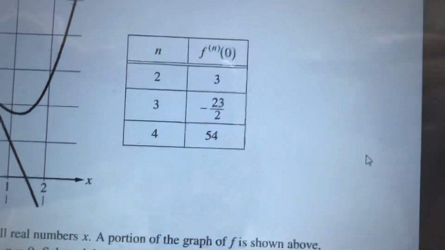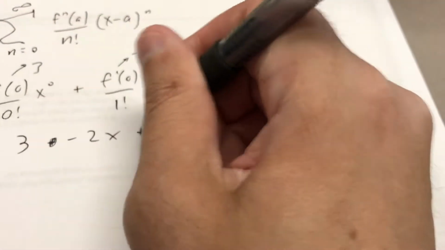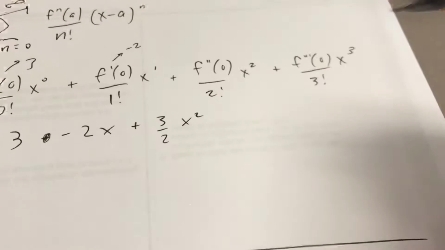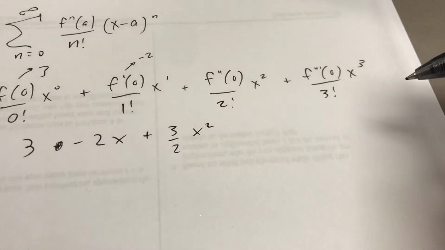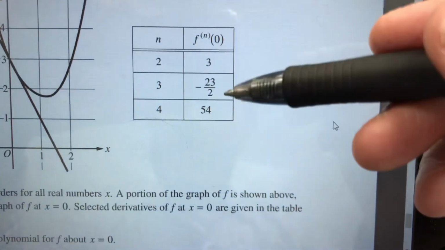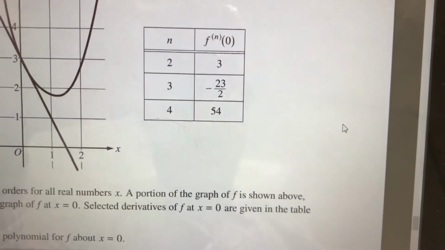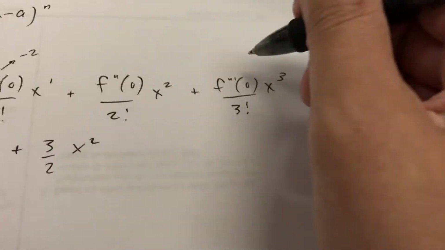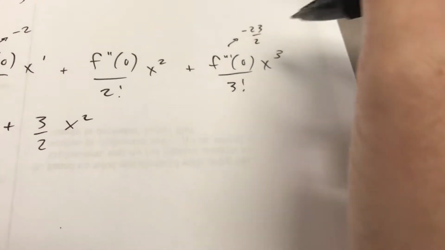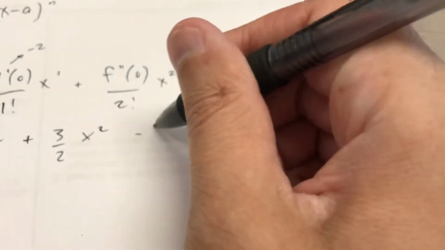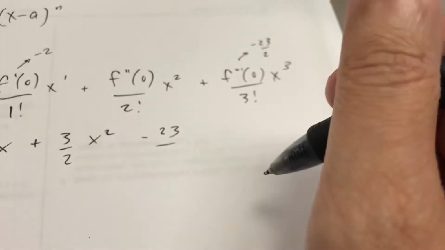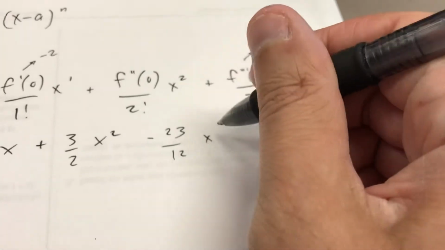The second derivative at 0, if you go back, that's in the table. The second derivative at 0 is 3, all right? So it's going to be 3 over 2 factorial, so that's 3 halves x squared. And again, they want a third degree function, so we need to go to the x to the third term. And the third derivative there is the oh-so-catchy -23 over 2. And we're going to have a 3 factorial in the bottom, so -23 over 2 divided by 6 should be -23 over 12 x to the third.